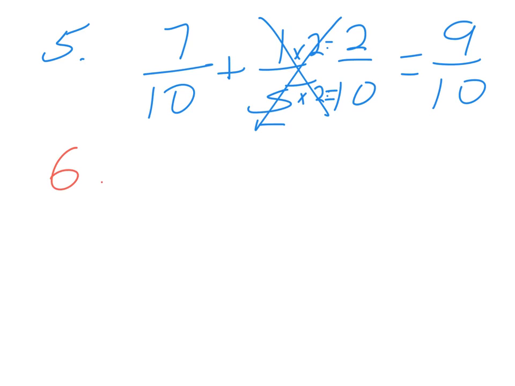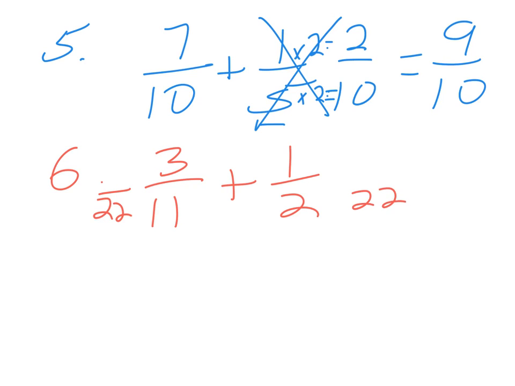I can make 10 my common denominator. Let's look at number 6. In number 6, we have 3/11 plus 1/2. In this case, I cannot multiply 2 times anything to get 11 equally. And I know that 11 is not an even number, so I know I've got to multiply these two denominators by each other. So 2 times 11 is 22. There's going to be my new denominator.